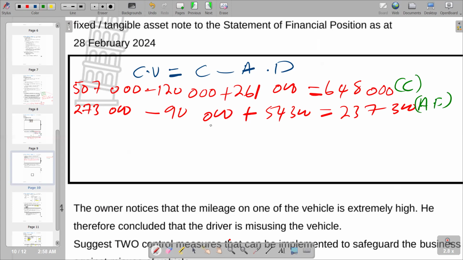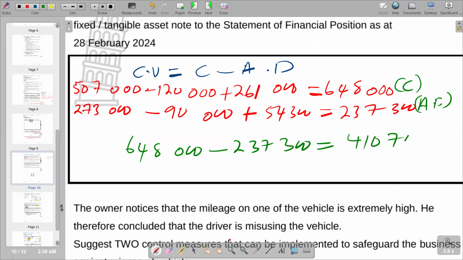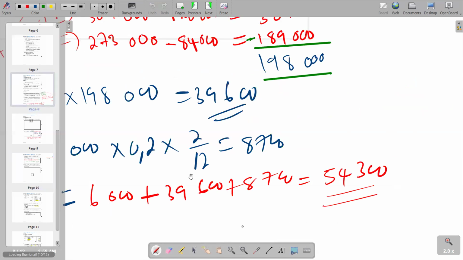So basically, we are saying cost minus accumulated depreciation. So we are saying 648,000, and then we subtract 237,300. And then the figure that we are supposed to get is 410,700. So this becomes the final figure that we have. And obviously, we have other questions about this question, and we try to refer back.